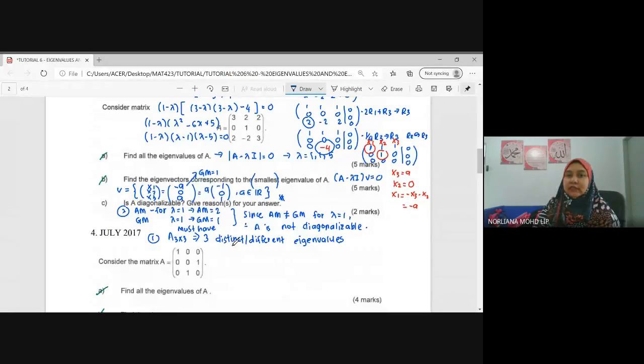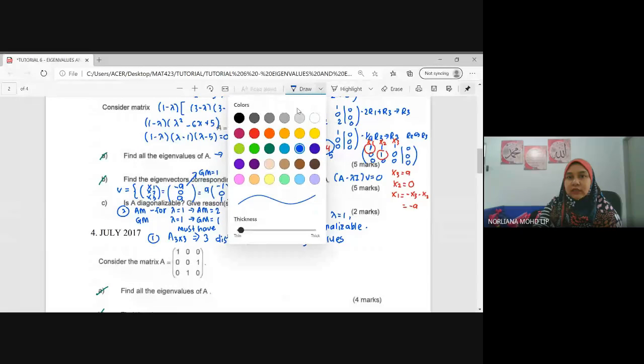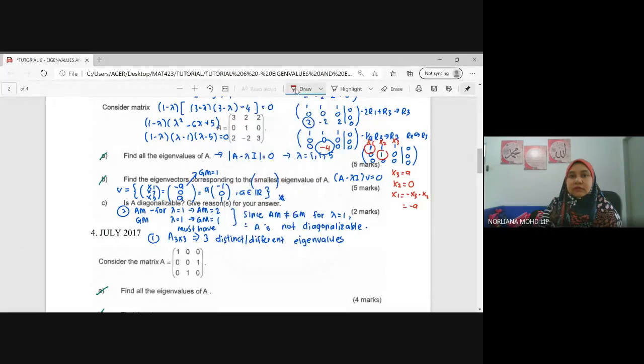Okay, ada soalan tak yang ni? So jawapan dia awak kena ambil yang ni lah. Kita kena proof guna second condition. Kita tak boleh guna yang first condition ni. Ada soalan tak yang ni? Diagonalizable.